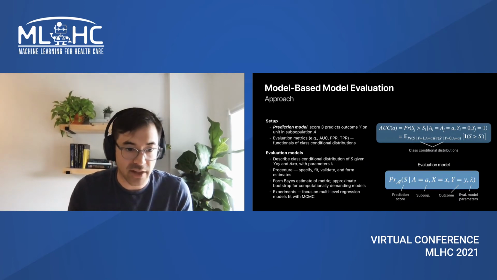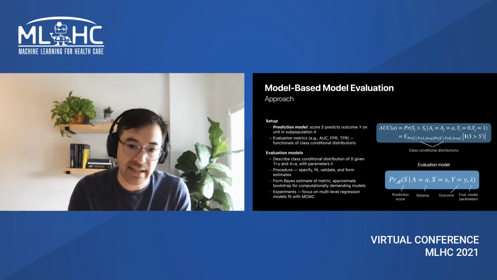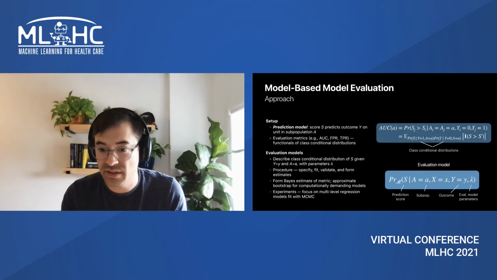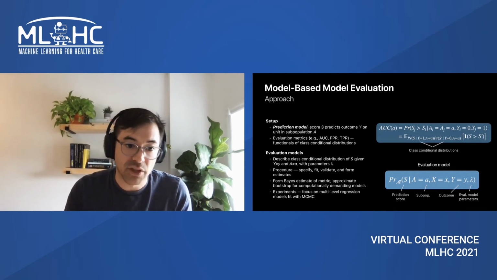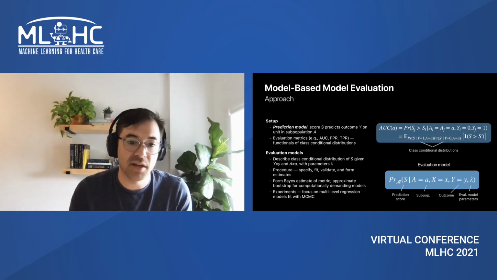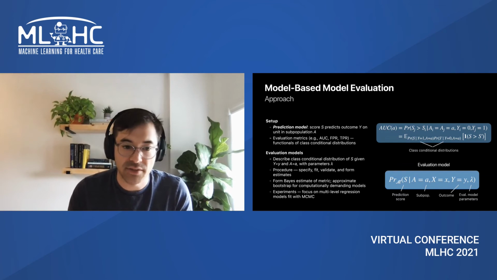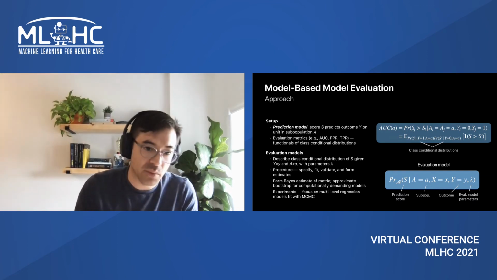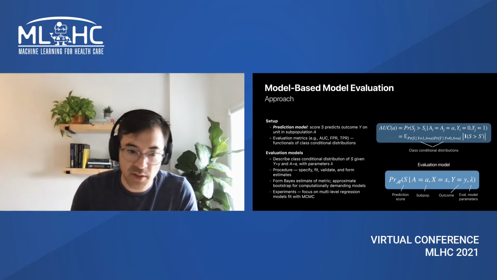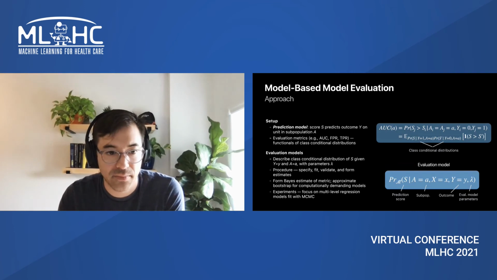So we introduce these evaluation models that directly describe the conditional distribution of S given Y and A and potentially additional covariates X using evaluation model parameters lambda, shown here on the right. And we describe a procedure to specify, fit, and validate these models, and also to form a Bayes estimate of the metric, such as AUC or PPV, using the posterior predictive distribution. And we incorporate frequentist estimate uncertainty using an efficient approximation to the bootstrap. And in our experiments, we focus on multi-level regression models fit with Markov chain Monte Carlo.